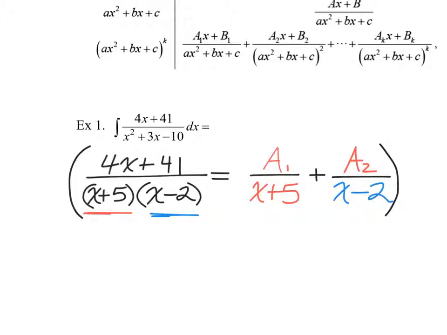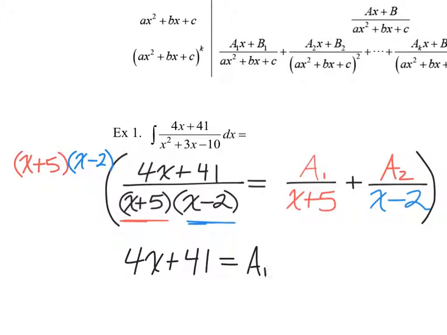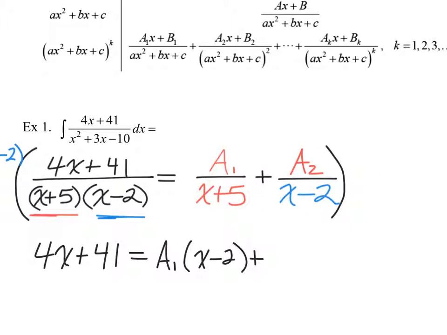So what we're going to do is clear out all our denominators. So I'm going to multiply everything by x plus 5, x minus 2. And so we're going to get an equation, 4x plus 41 is equal to a sub 1 times x minus 2 plus a sub 2 times x plus 5.